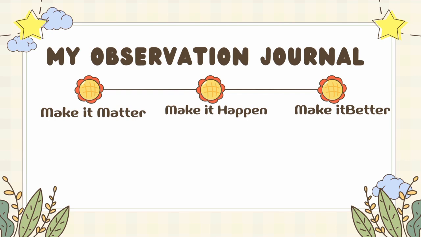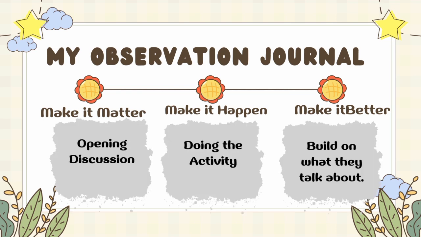What are the guides on how you are going to make your observation journal? First, make it matter. Second, make it happen. Third, make it better. Make it matter.